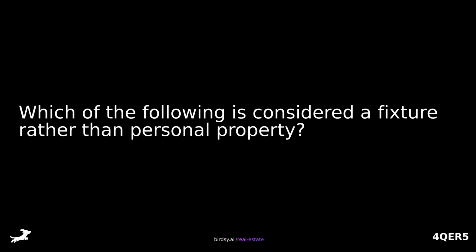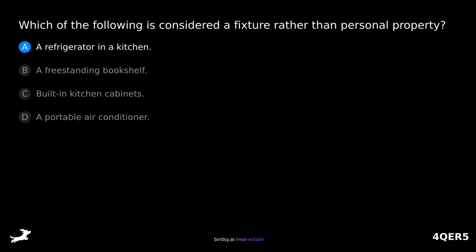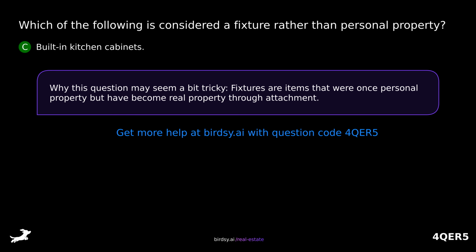Which of the following is considered a fixture rather than personal property? Is it A, a refrigerator in a kitchen, B, a freestanding bookshelf, C, built-in kitchen cabinets, or D, a portable air conditioner? The answer is C, built-in kitchen cabinets. Why this question may seem a bit tricky: fixtures are items that were once personal property, but have become real property through attachment.